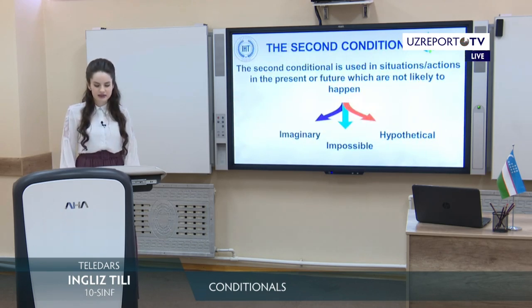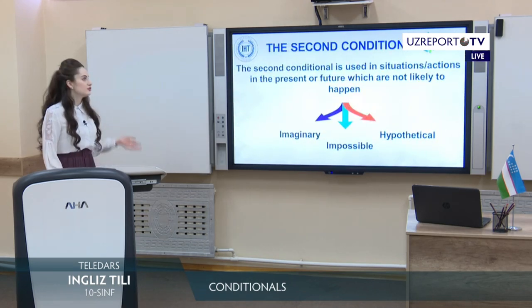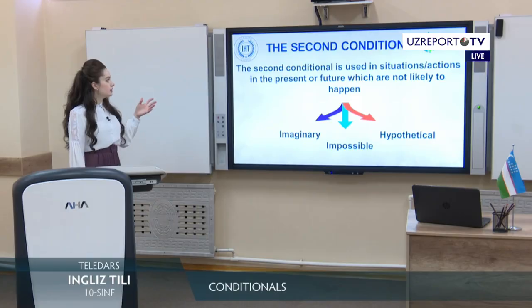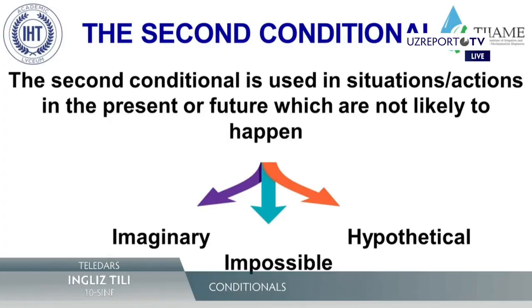The next type is the second type of conditional sentences. It sounds like this definition: the second conditional is used for situations or actions in the present or future which are not likely to happen. What does it mean, not likely? It means that we have a 50-50 possibility. It may happen or may not.